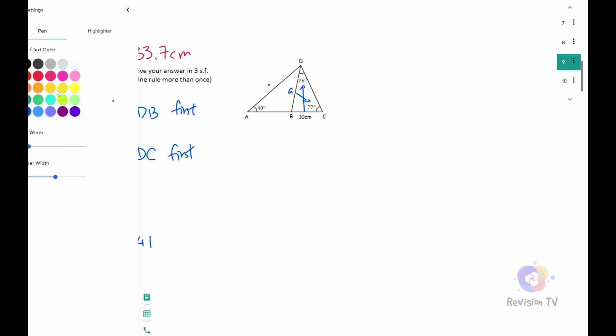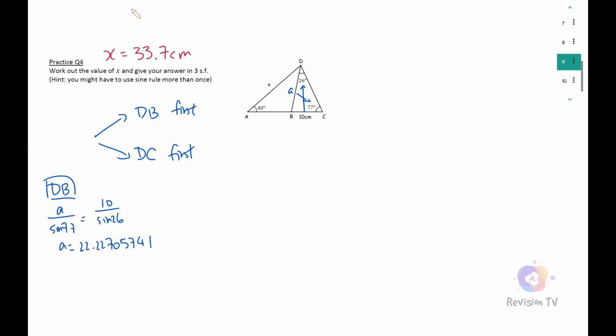What I also noticed is this angle is missing. I can work it out quite easily with 180 degrees minus 26 minus 77, so that's 77 degrees as well, and therefore that will be 103 degrees. If that's 103 degrees, that's 40. Anyway, so A equals 22.222.